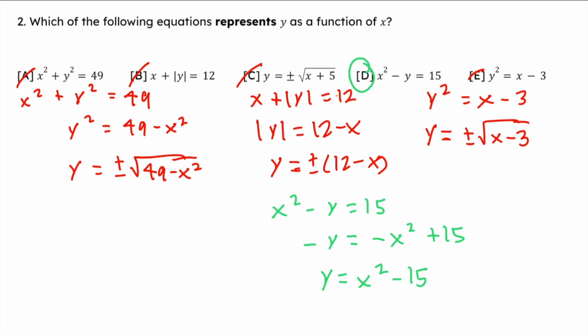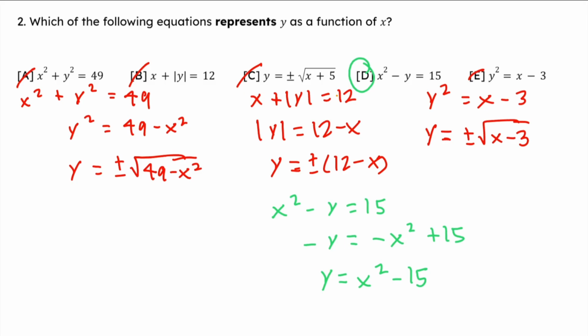So what we can notice from these plus or minuses is that anywhere in the equation, if we have a y squared or an absolute value of y, we can automatically eliminate it as not a function, right? Y squared produces plus or minus. Absolute value produces plus or minus in equations. So therefore, A, B, and E can automatically be eliminated.